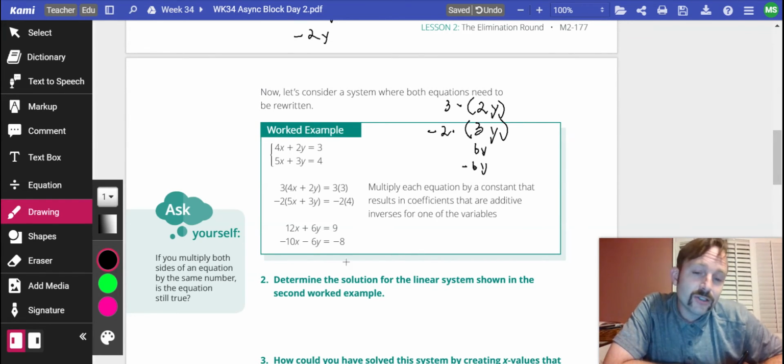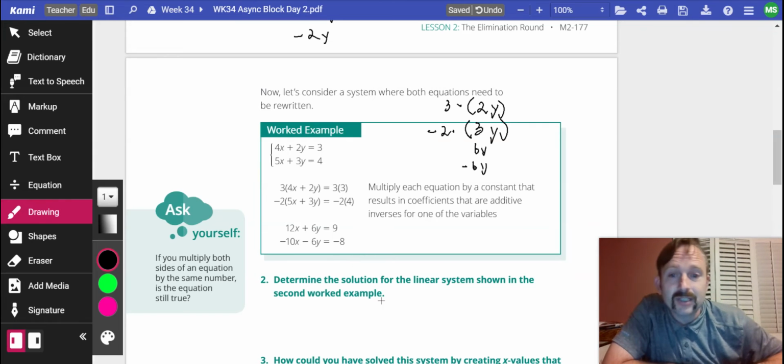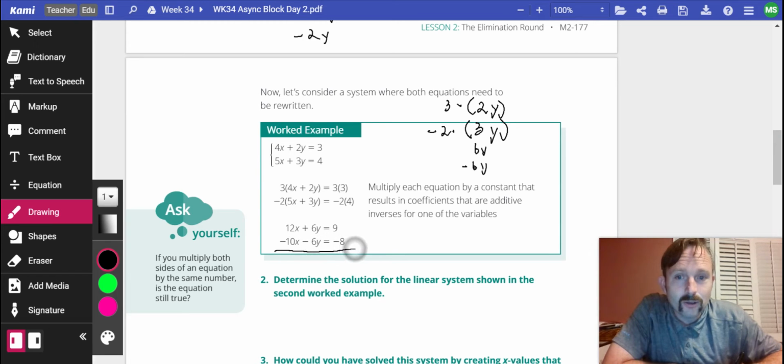It says, determine the solution for the linear system shown in the second worked example. Okay, well, if we add these together, we get 2x plus 0 is equal to 1.